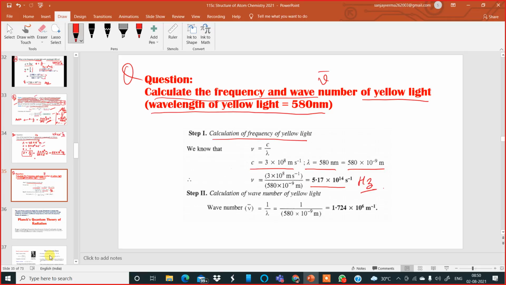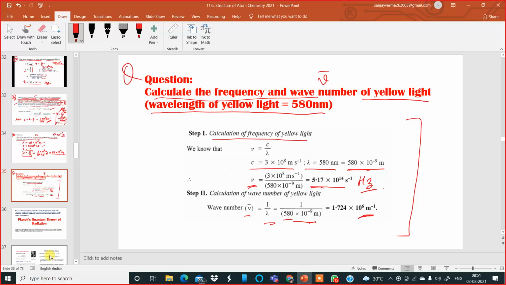Now to calculate the wave number, we know the wavelength already, so wave number is equal to 1 by lambda. So 1 divided by 580 into 10 to the power of minus 9 meter. You get the answer 1.724 into 10 to the power of 6 per meter. So these are the different types of sums which I have solved for you in today's class using the formula v is equal to c by lambda.